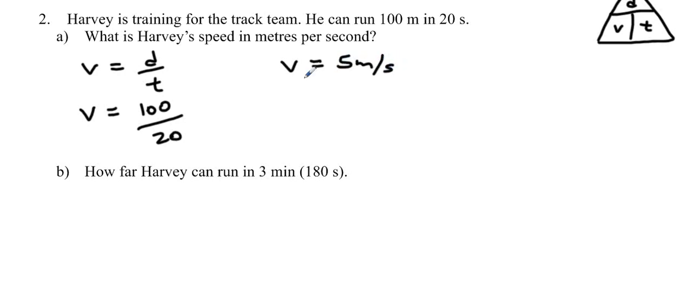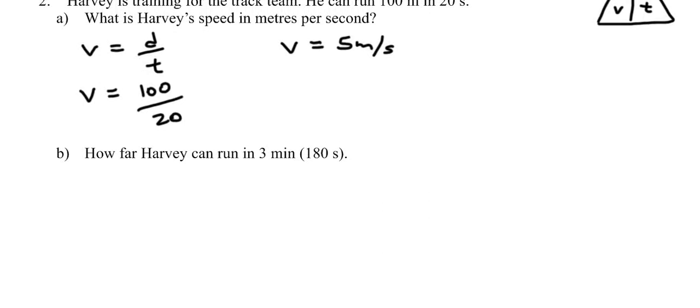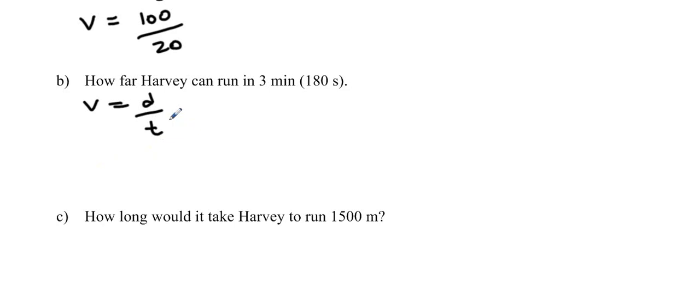Okay, how far can Harvey run in 3 minutes, 180 seconds. So now we're being asked to find out how far he can run. So if I have this formula here, V equals D over T, I need to rearrange that formula. So I'm just going to start with that. Really, I want to find out how far, which is the D. So if D is being divided by T, it means then that I have to multiply by T on both sides to get rid of that T on the bottom, right?